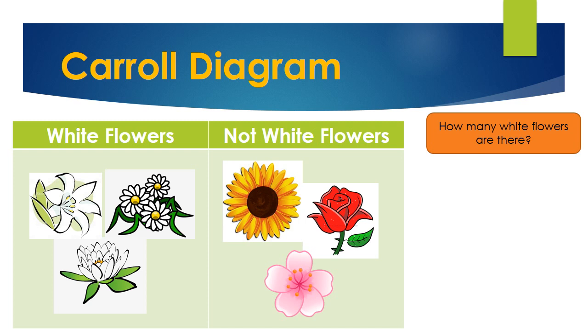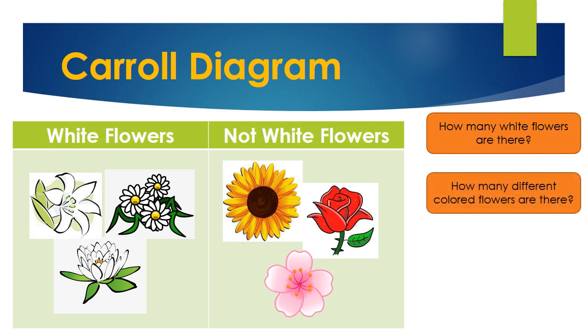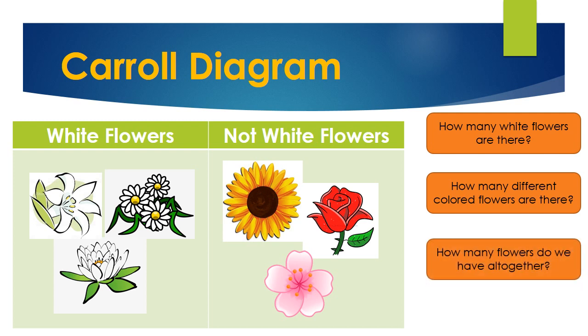Now let's proceed with the second question. How many different colored flowers are there? What's your answer, kids? There are three. And the last question, how many flowers do we have altogether, or how many white flowers and not white flowers altogether? There are six. Very good.